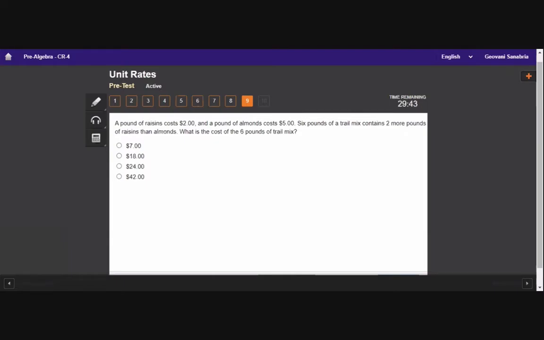6 pounds of trail mix contains 2 more pounds of raisins. So let's just say $4, right? Because, well, never mind. All right, go ahead and do your own thing. I'm going to try some stuff.